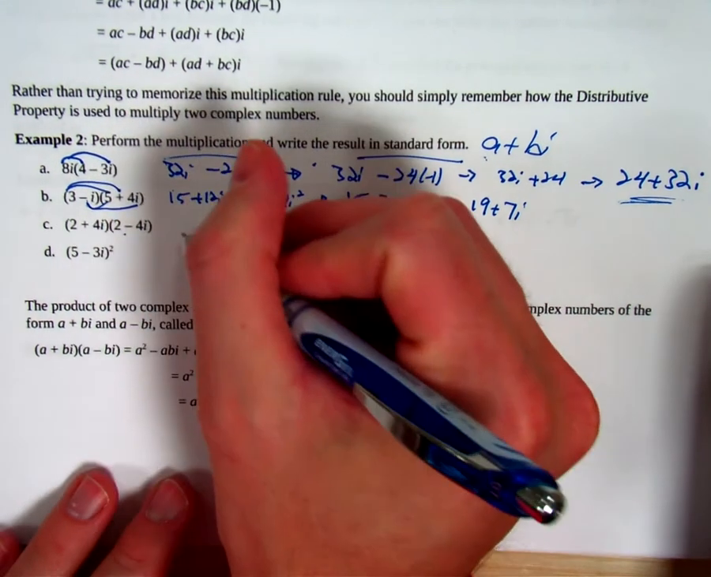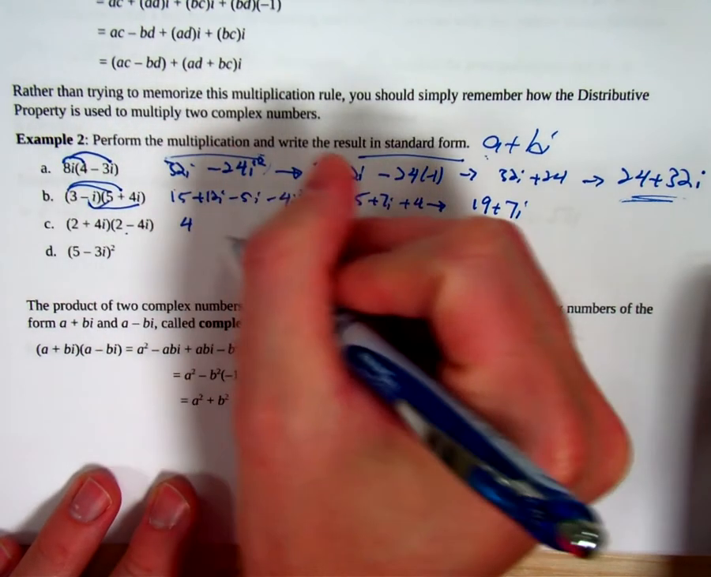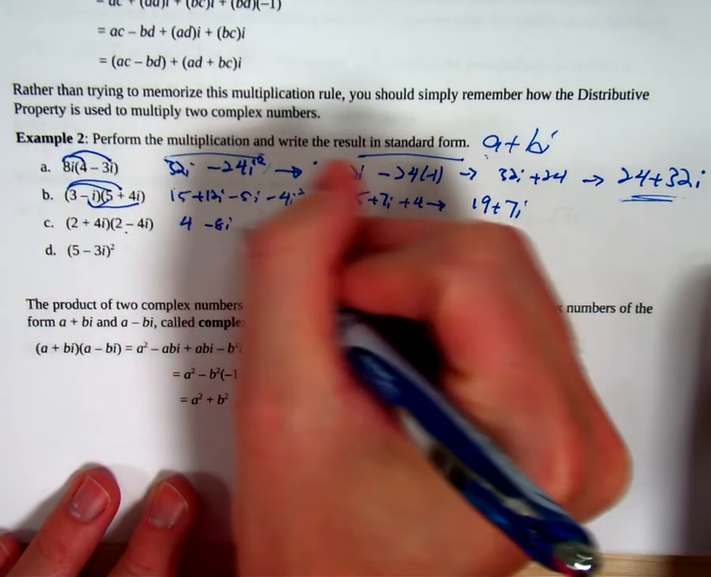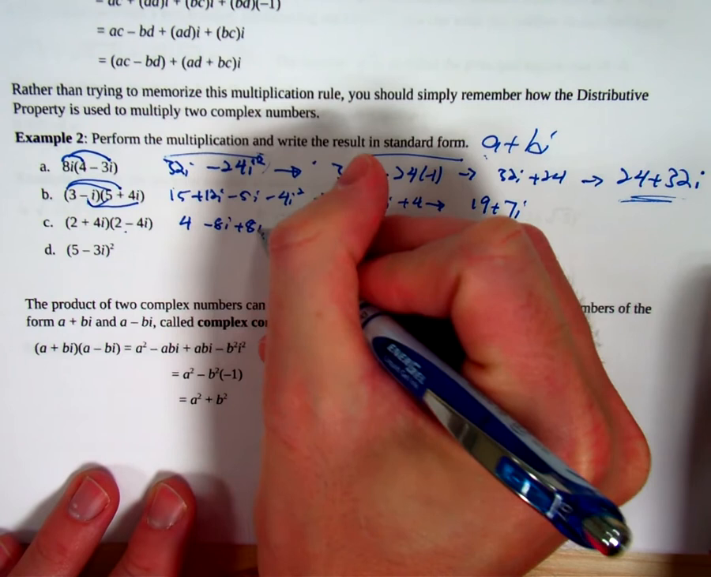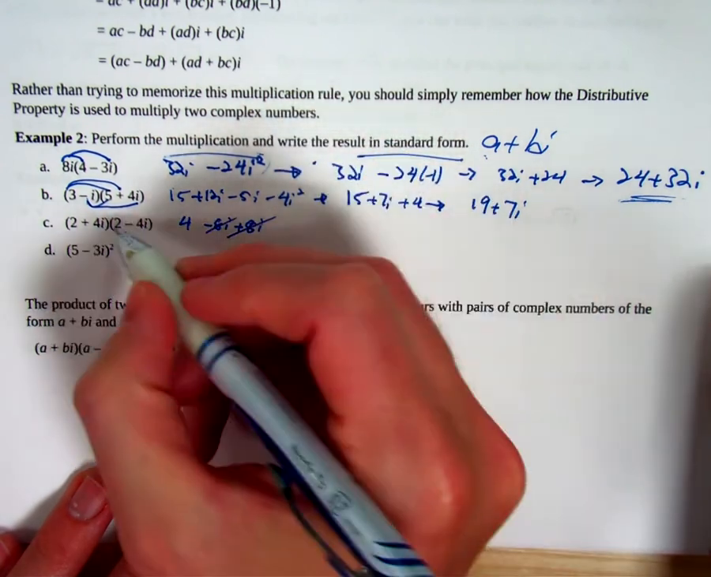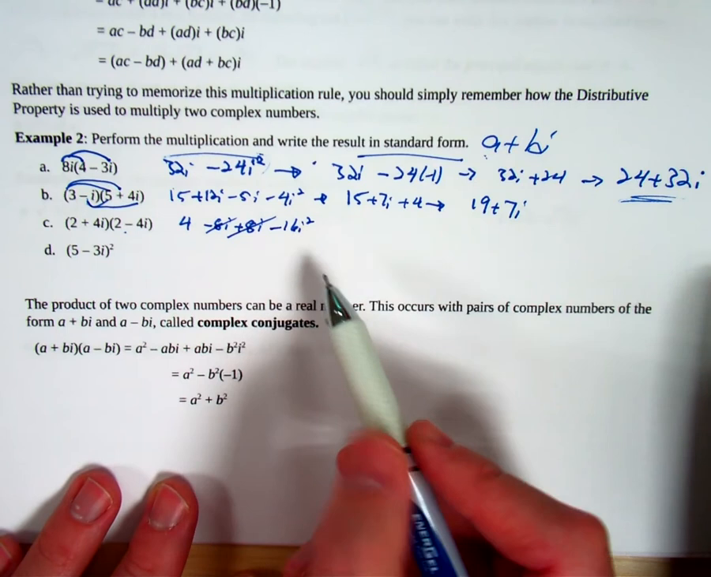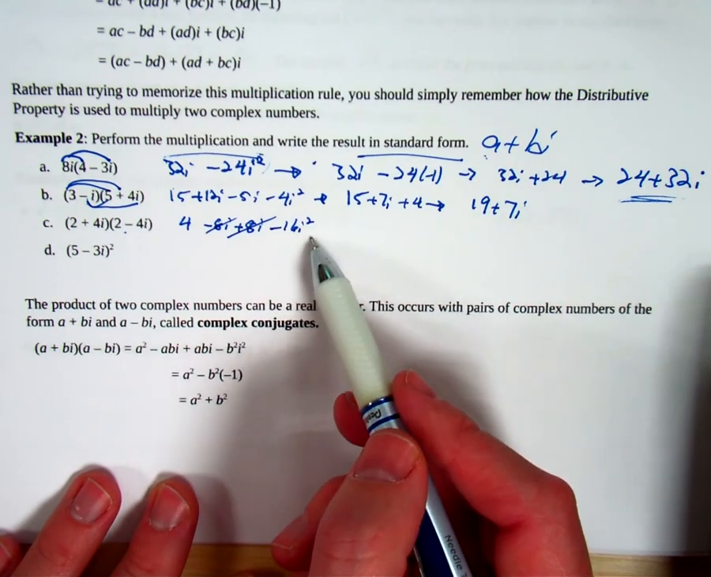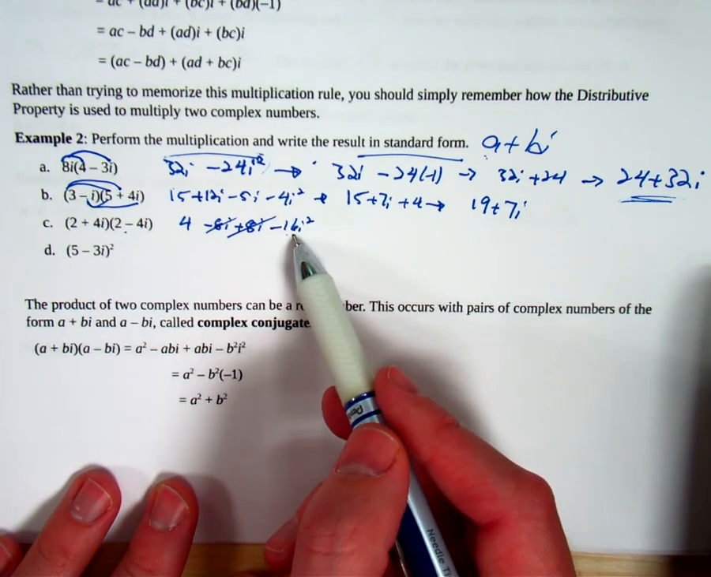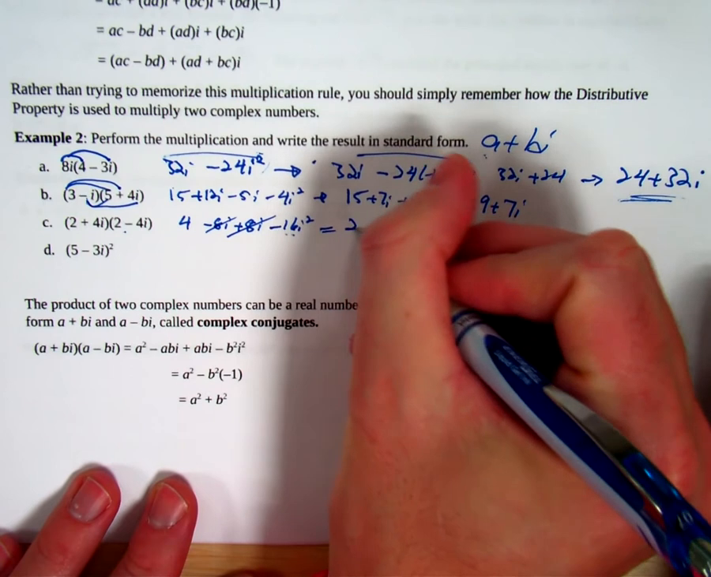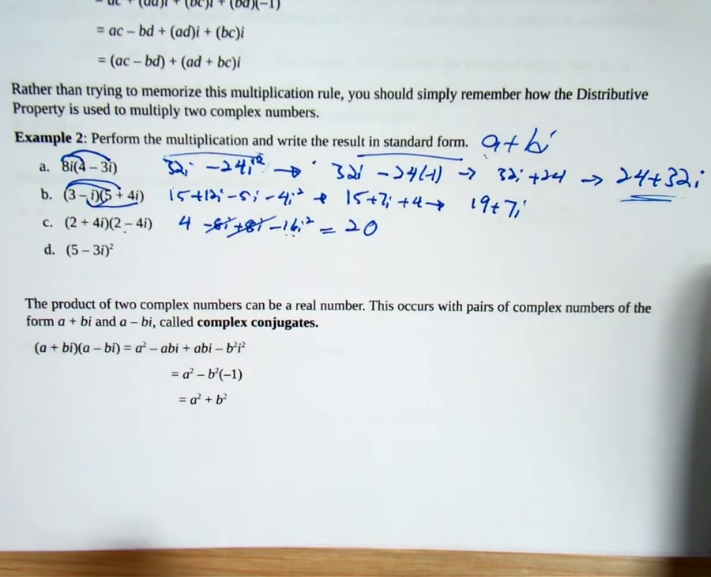Okay, let's see how we did. 2 times 2 is 4. We'll have minus 8i and plus 8i. Isn't that something? So those are going to wash out. Minus 16i squared. i squared is negative 1, which turns this to a positive 16. 16 plus 4, just a straight up 20 for our final answer there.